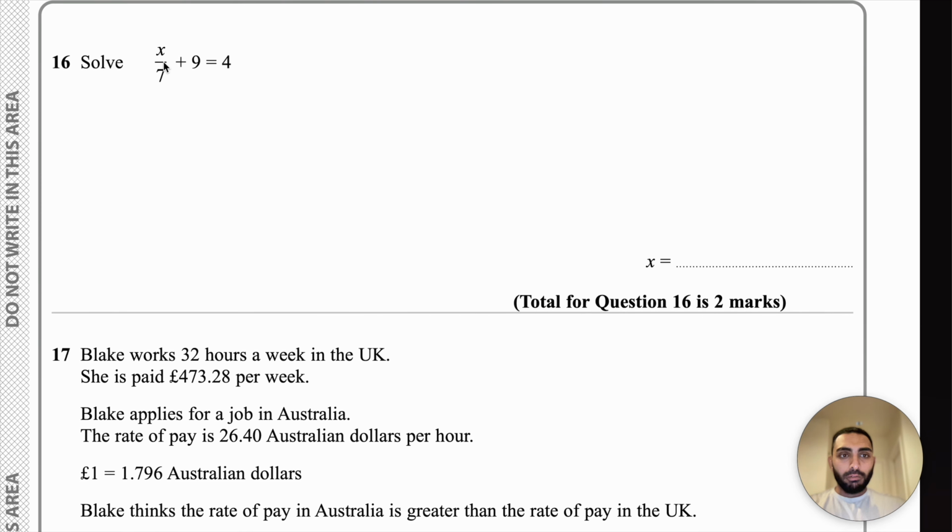Question 16. Solve x over 7 plus 9 is equal to 4. We're trying to get this x on its own, so first thing that we need to think about, what's happening to this x. It's being divided by 7, and then we're adding 9 to it, so we need to do the opposites of that. We're going to get rid of this 9 first, so we need to do the opposites of that to both sides. So we're going to take away 9 from both sides, then we're left with x over 7 is equal to, and 4 take away 9 is negative 5.